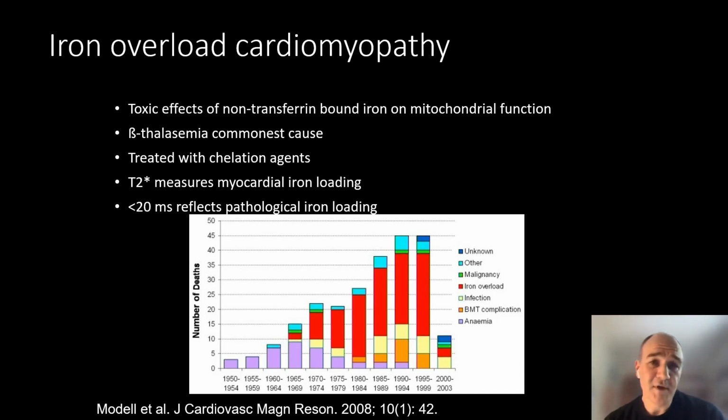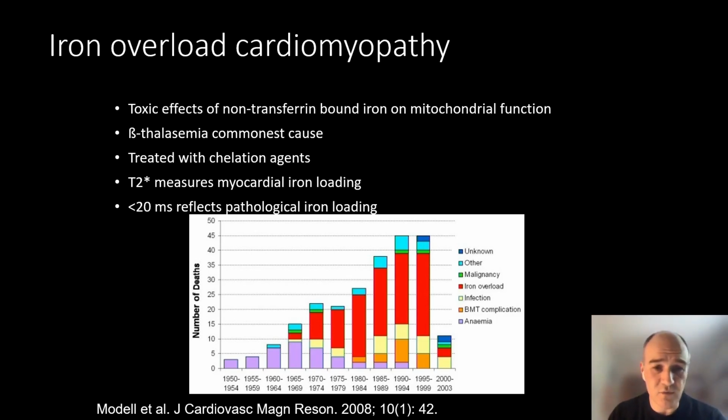What cardiac MRI can do is assess the amount of iron within the myocardium, and then, depending on the volume of iron there, provide evidence to clinicians as to whether they should start individuals on chelation therapy and therefore avoid the onset of iron overload cardiomyopathy.